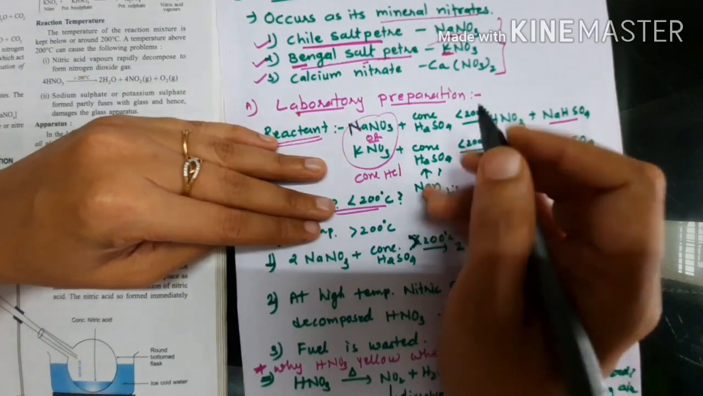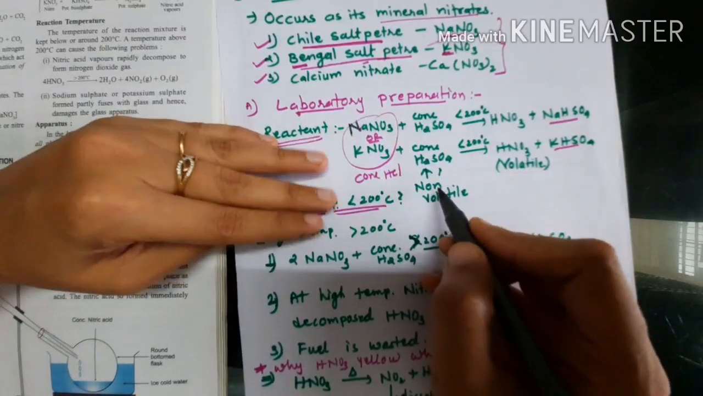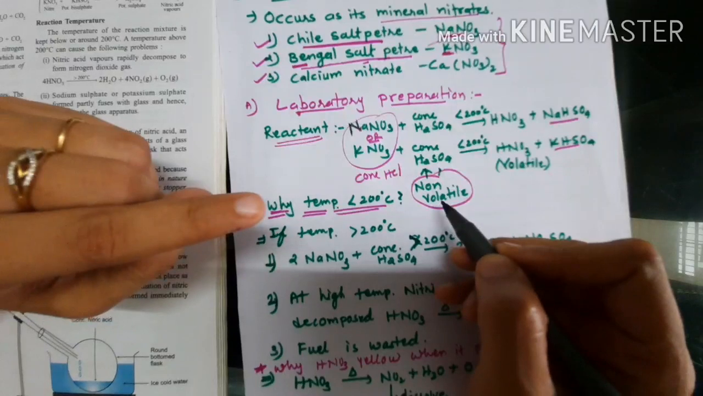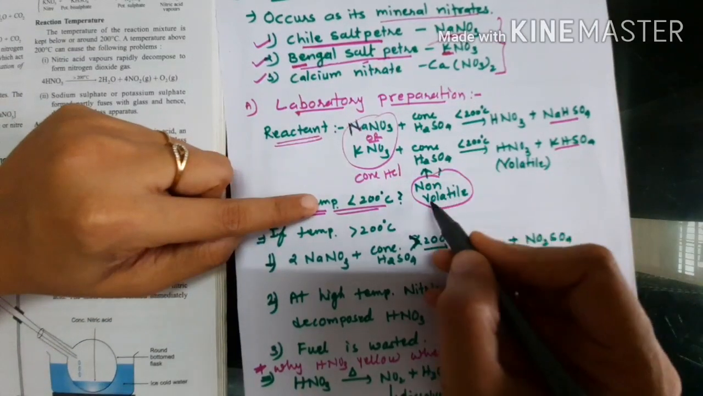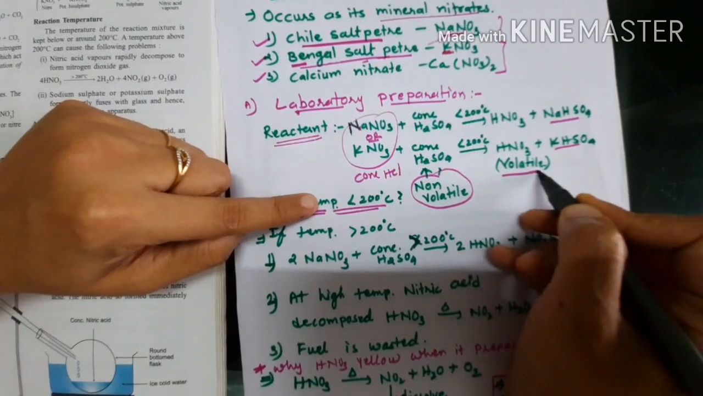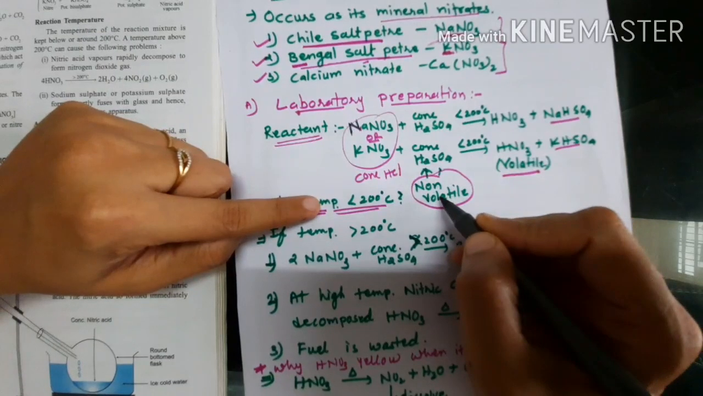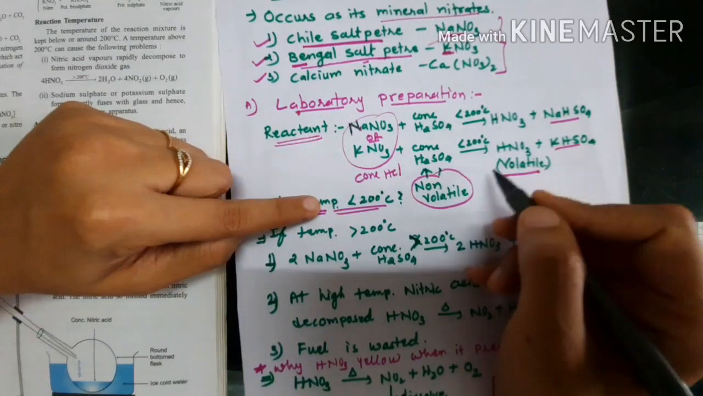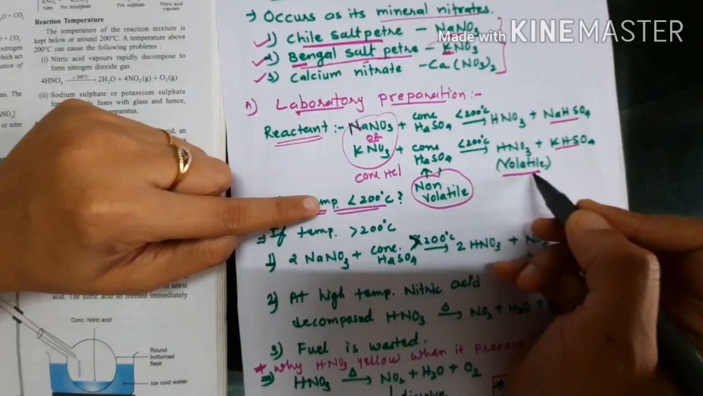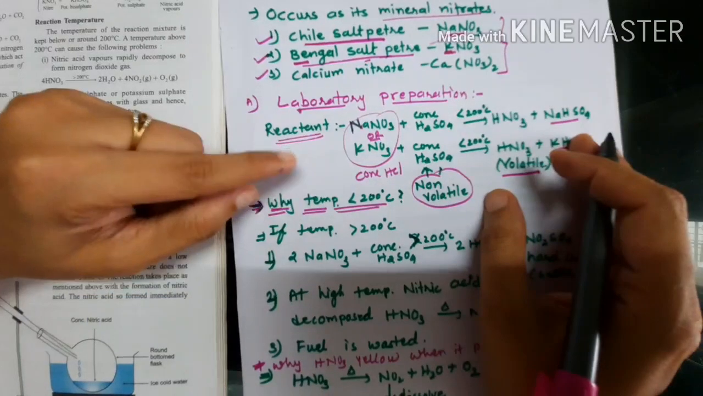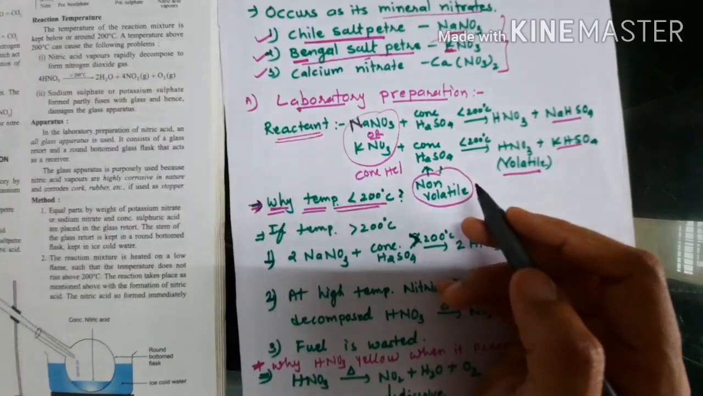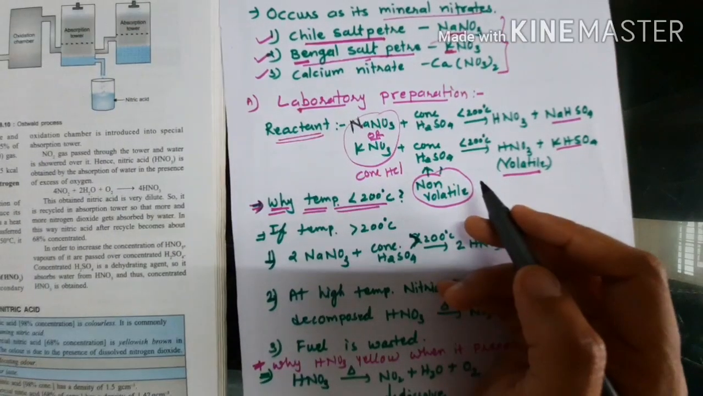The first reason is that concentrated H2SO4 is non-volatile. Many times I told you, students, you need to remember this, it is very important: concentrated H2SO4 is non-volatile, and the product that will be formed, HNO3, is volatile. If you use a volatile acid here, then both volatile substances mix together, so the particular product will not be formed. That is the first and most important reason why we are using concentrated H2SO4.